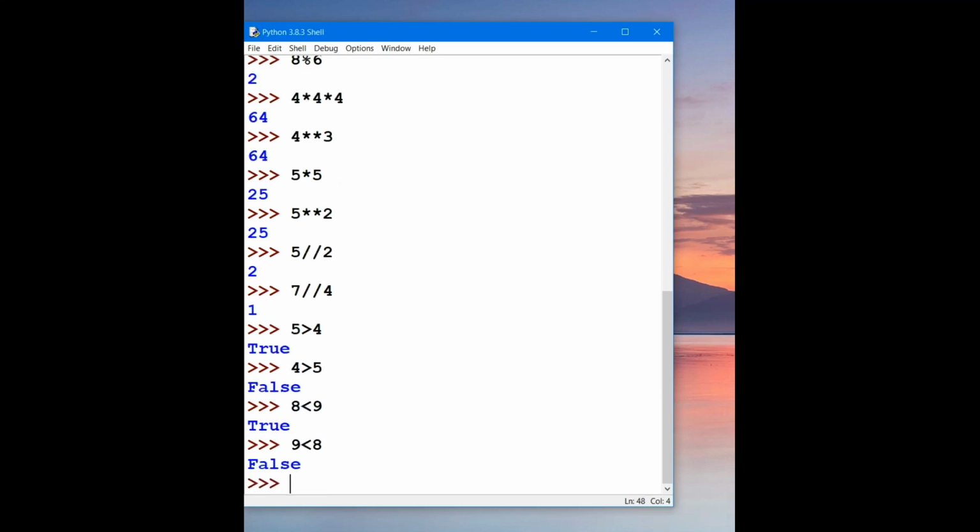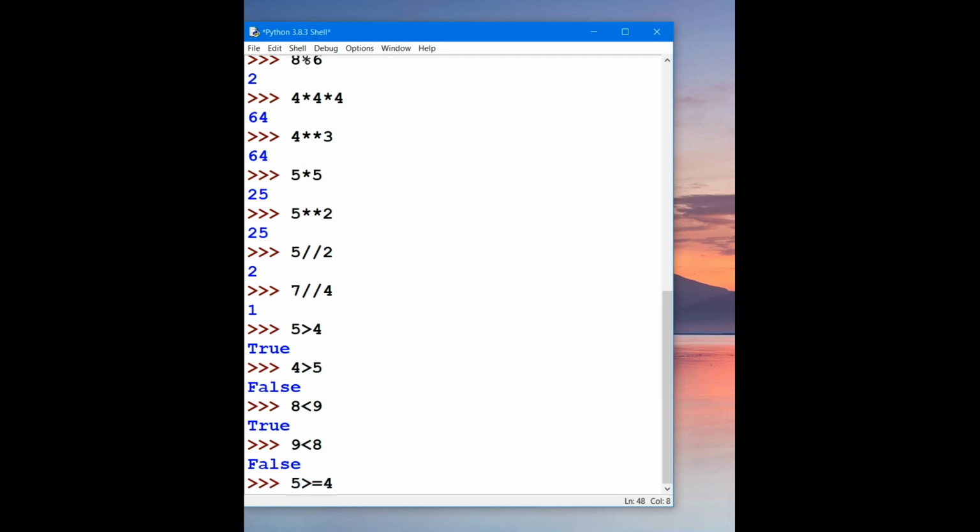First of all, we will try the greater than symbol. Oh, and one more thing: if we use the symbol, we will get a true or false result. So let's check. 5 greater than 4. Yes, it is true. And if we take 4 greater than 5, no, it is not true, that's why we got the false result. Similarly, there are the less than operators. 8 less than 9. Yes, it is true. 9 less than 8. No, it is not true, so we get false. Similarly, we have greater than or equals to.